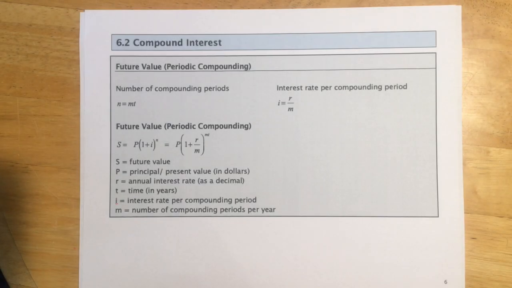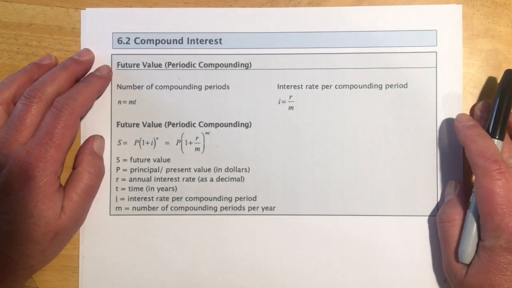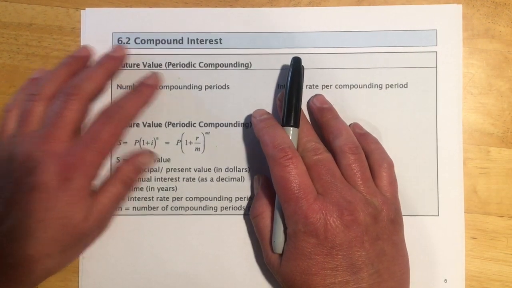Hey all, so this is Math 116, Section 6.2, Compound Interest. And we're going to look at a couple of different variations of compound interest in this section. First one's going to be future value with periodic compounding.